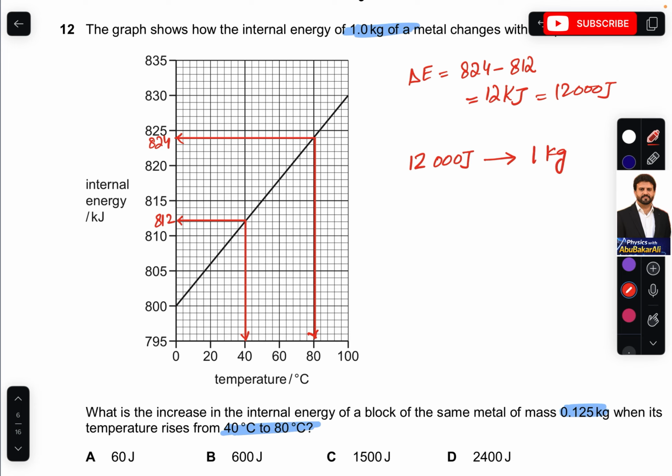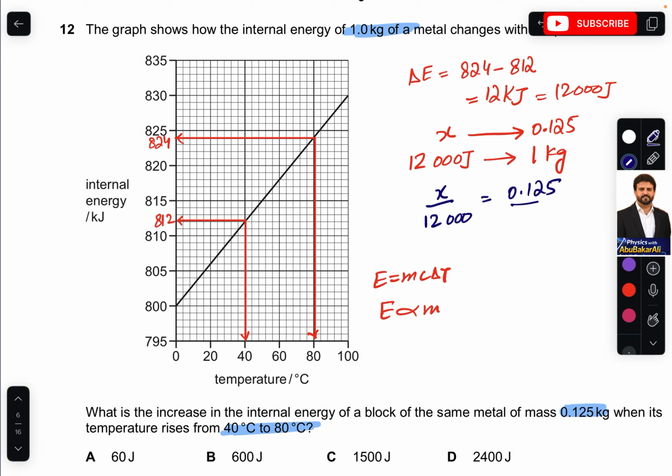How much energy will be changed when the mass is 0.125 kg? They both are proportional to each other, right? If you remember the specific heat capacity relation, E is equal to mc delta T. So whenever both the things are proportional to each other, they can be related by this ratio method. So you can write it down like x over 12,000 is equal to 0.125 divided by 1. So x is equal to 12,000 multiplied by 0.125. That will give you 1500.